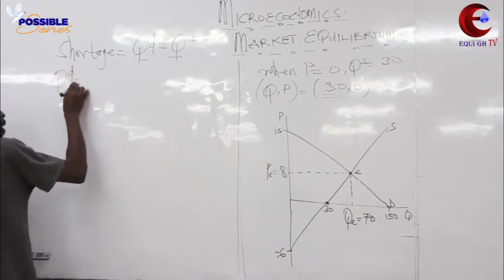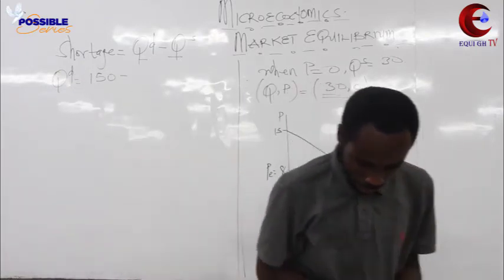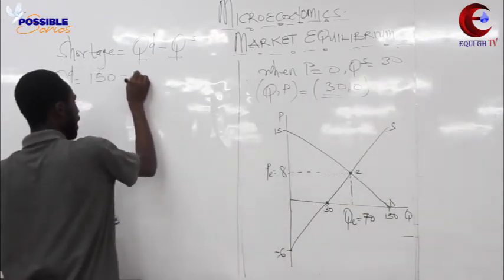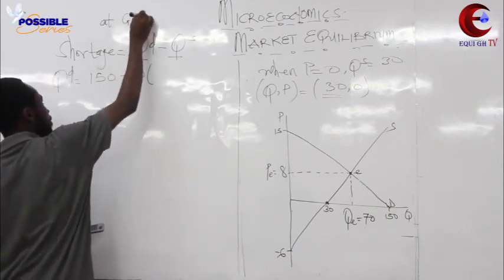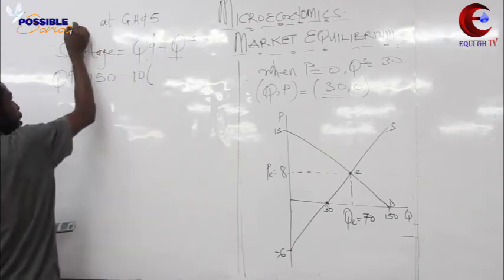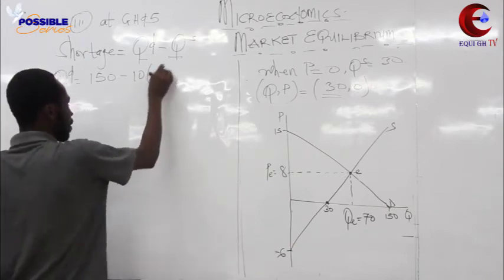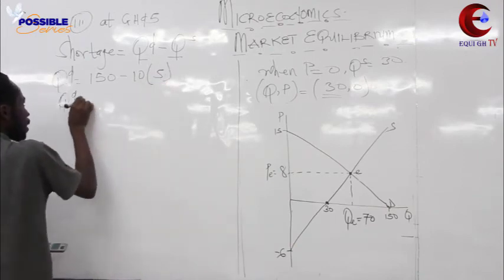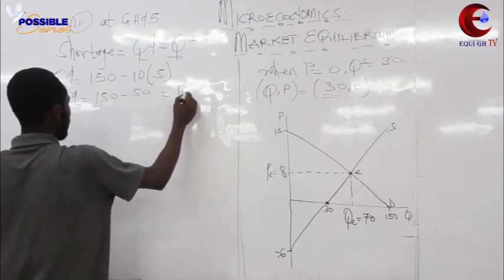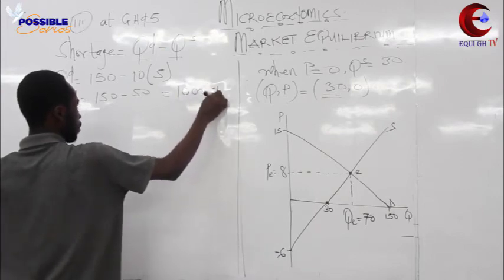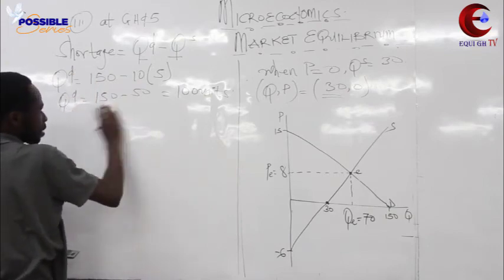And the quantity demand function is 150 minus 10p, and the p we set at price Ghana 5 cedis. We are answering number 3, at price 5 Ghana cedis. So we put 5 Ghana cedis here. And then quantity demand is equal to 150 minus 50, which is equal to 100 units. So at 5 Ghana cedis, we have gotten our quantity demand to be 100.